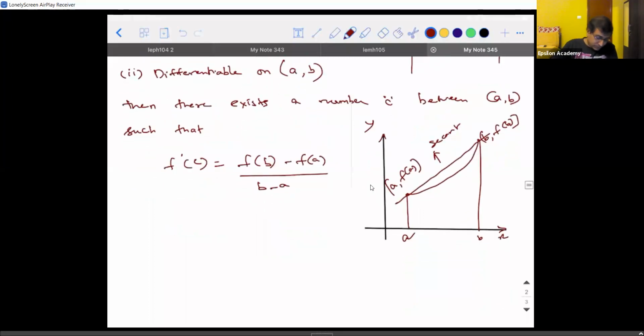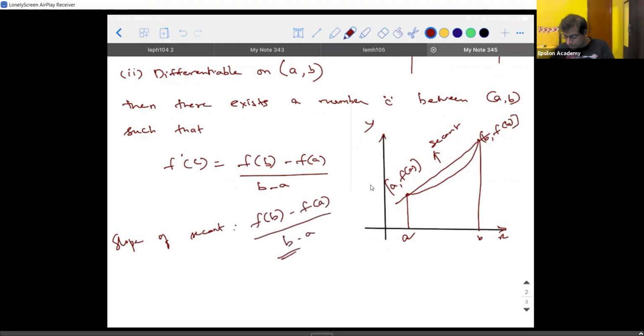So what is the slope of secant, guys? Y2 minus Y1 divided by X2 minus X1. F of B minus F of A divided by B minus A. Correct? Now comes another important question.